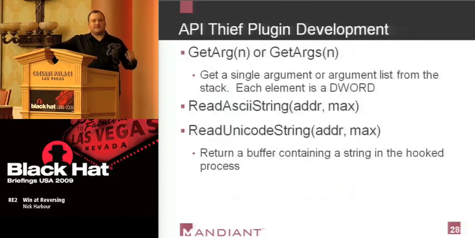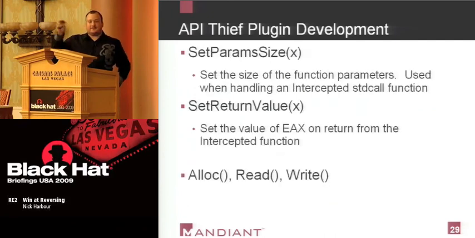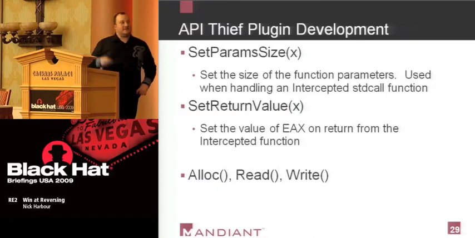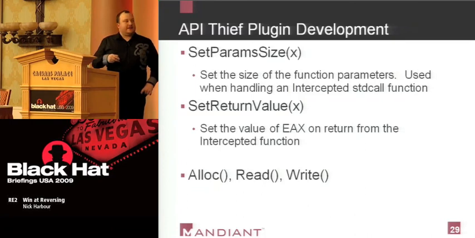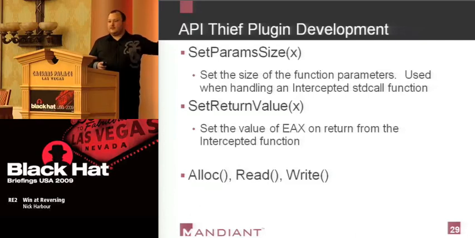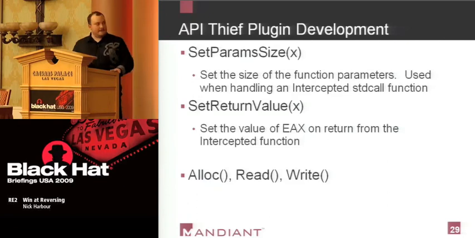Get args. These are kind of wrappers to let you easily access arguments to the function. And I have some wrappers here for reading ASCII and Unicode strings. Set param size. This will set the amount of parameters to the function, in case you called a stdcall function, you need to adjust that appropriately. Set return value. That's going to overwrite that EAX value. And of course, you have alloc, read and write. So if you have alloc, read and write, and you can set the return value, and you can fix the stack on function exit, that's basically, from a low-level programming perspective, all you need to do to implement sandboxing. You have the ability to completely do anything you need in this process.